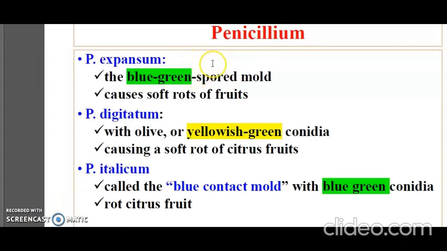Let's see some detrimental effects of Penicillium. Penicillium expansum is a blue-green spored mold and it causes soft rots of fruits. Penicillium digitatum causes soft rots of citrus fruits and has yellowish green conidia. And Penicillium italicum also causes rots in citrus fruit and has blue-green conidia.